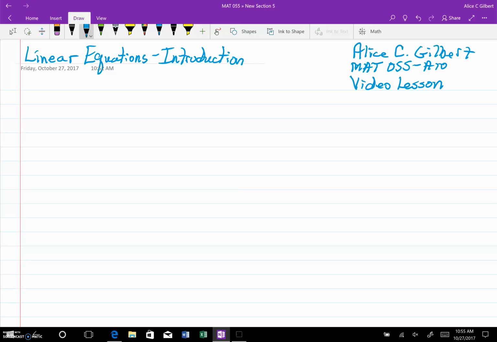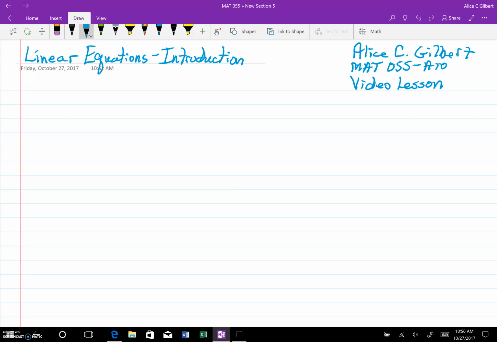We are going to talk now about linear equations. Linear equations are equations that have an exponent of 1. Remember, the quadratic equations always have an exponent of 2. Linear equations, hopefully most of you have had some experience with, and we're going to be talking about them in terms of graphing.